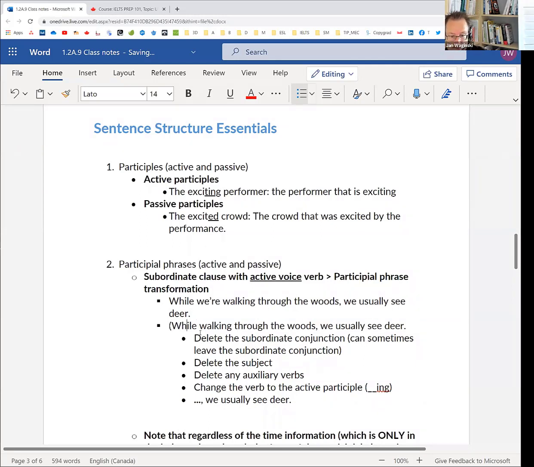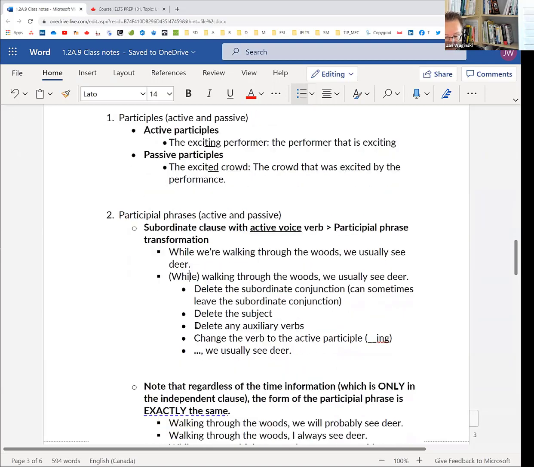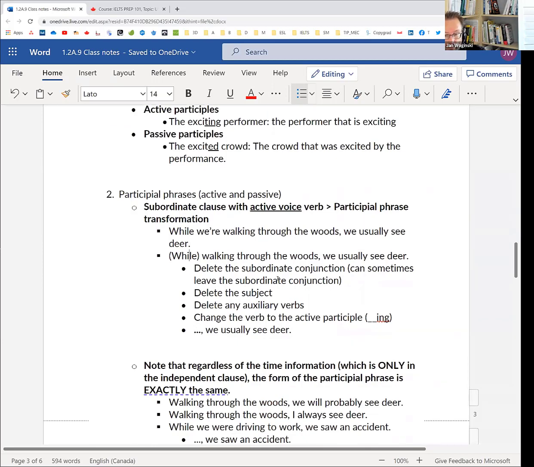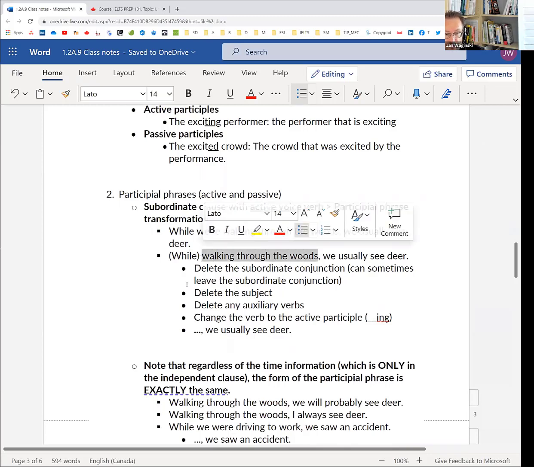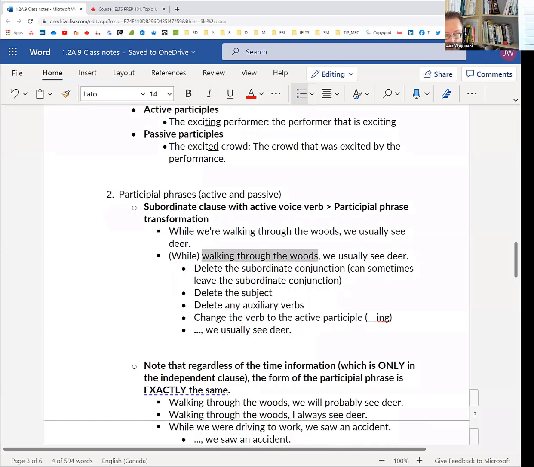And while is optional. You can say walking through the woods, we usually see deer, or while walking through the woods, we usually see deer. In many cases, you delete this word, but while often stays. Now, what's great about participial phrases is that this form never changes. You don't conjugate it any other way. The only conjugation for time is in the independent clause.